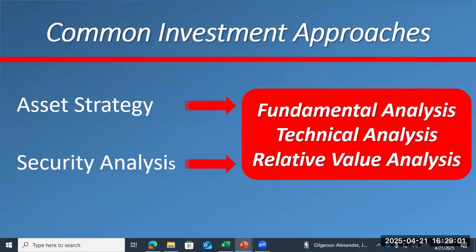So what are the common approaches? There's 3 approaches. Fundamental analysis, maybe put that in your notes. That's your paper 3 and 4. So what is fundamental analysis?